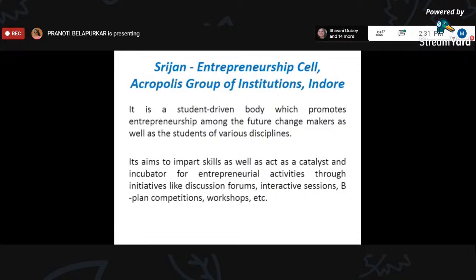So it basically aims to impart skills as well as act as a catalyst and incubator for entrepreneurial activities through initiatives like discussion forums, initiative sessions, business plan competitions, workshops, boot camps, etc. They keep on doing it regularly so that you get a platform where you can present your ideas and get validation from learned people and the mentors of that particular field that yes, you are working in the right direction and you should go ahead with your plan. Okay.